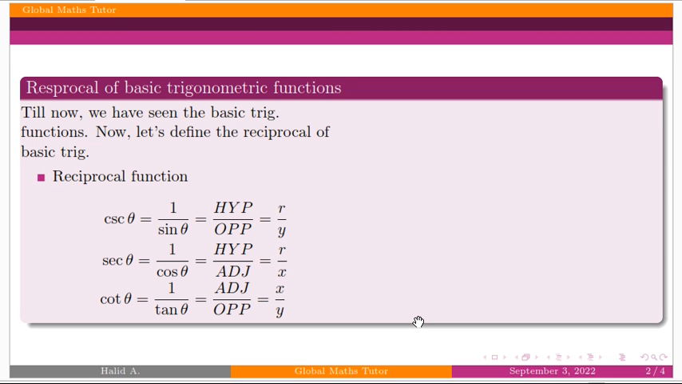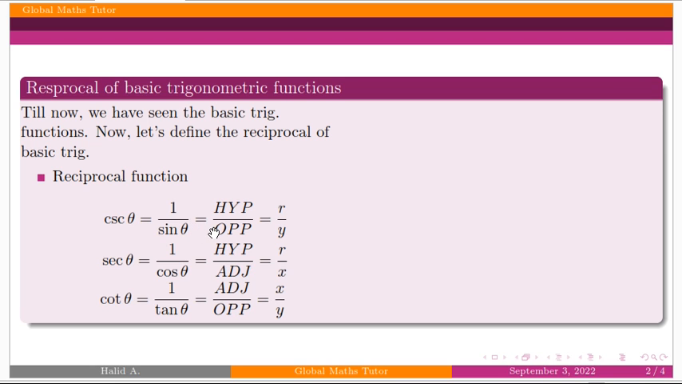So let's get started. Reciprocal functions are simply the reciprocals of the basic trig functions. For example, the reciprocal of the sine function we call the cosec function, and we abbreviate this as CSC. Also, the reciprocal of the cos function is the sec function, and the reciprocal of tan we call the cot function.